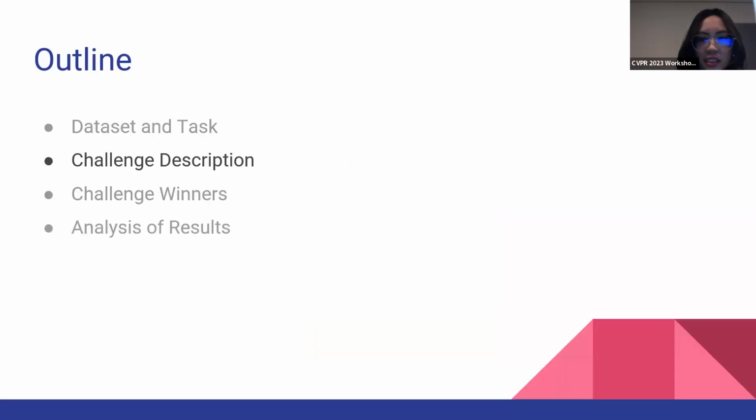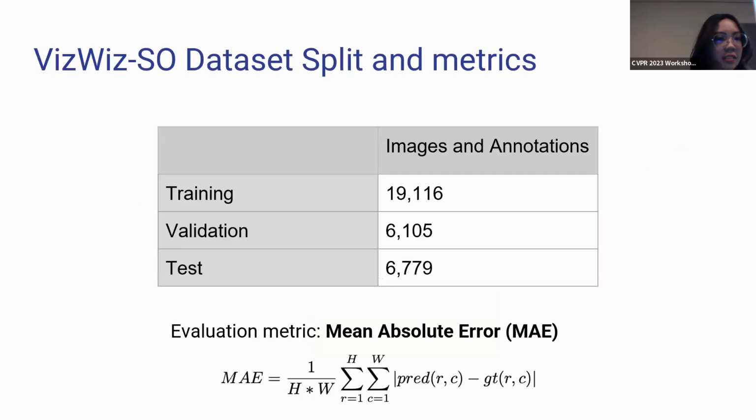Now let's take a closer look at the challenge itself. There are in total 32,000 images in this dataset with annotations. We split the data into 3 subsets: training, validation, and test. The training and validation sets are released to the participants to run their algorithms, and the test set is used to evaluate the results at the resolution of 720 by 720.